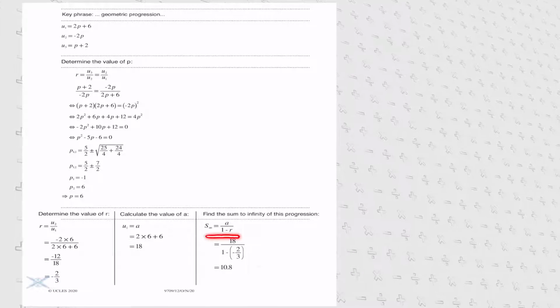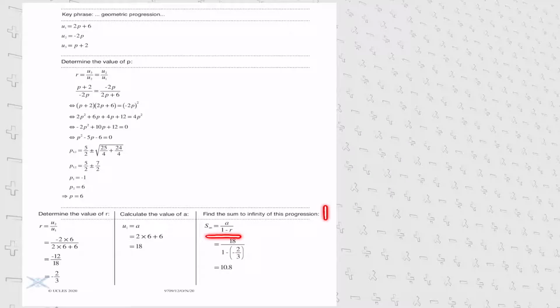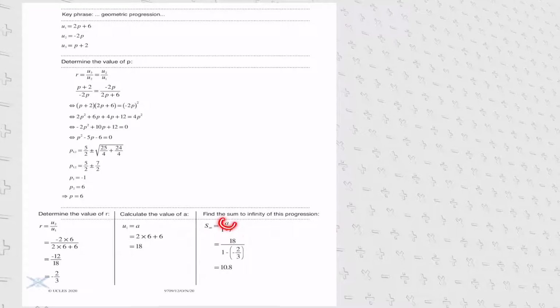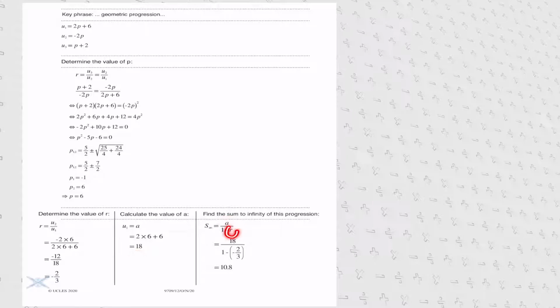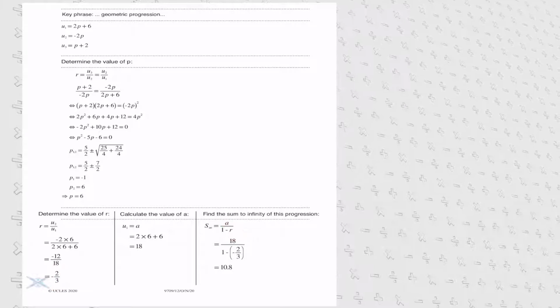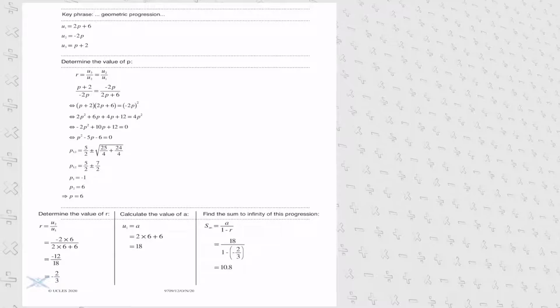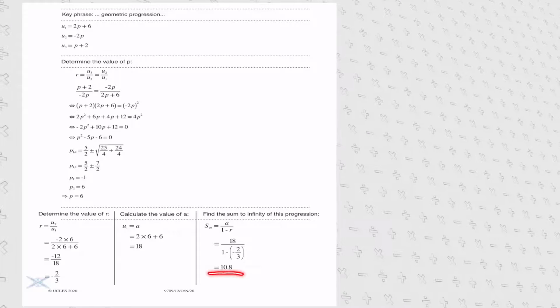Now that we know the ratio of this geometric sequence as well as the first term, we can finally use the formula to calculate the sum to infinity of this progression, and replacing a for 18 and r for negative 2 over 3 will deliver us the result for the sum to infinity of this progression, which is 10.8.